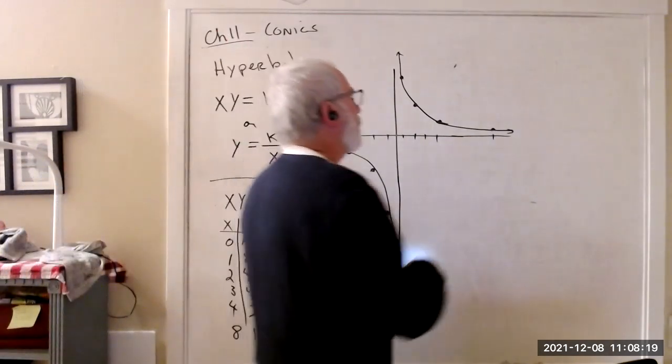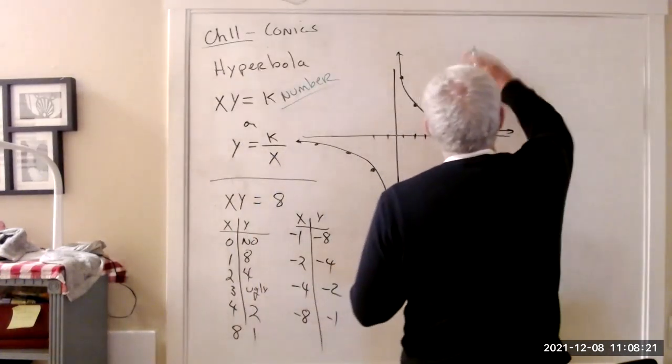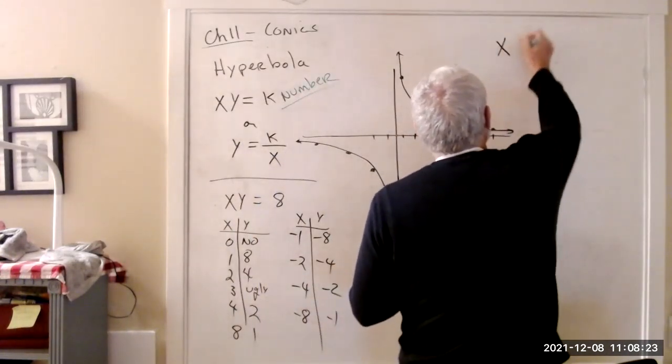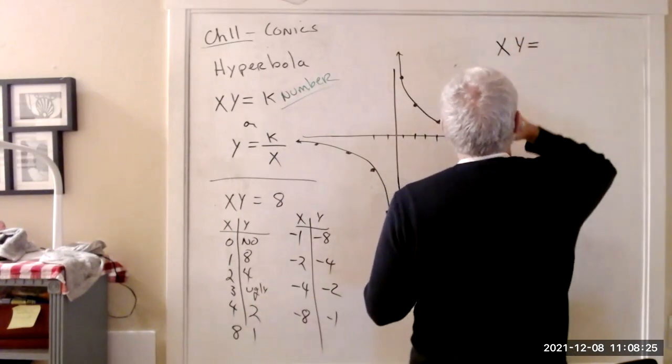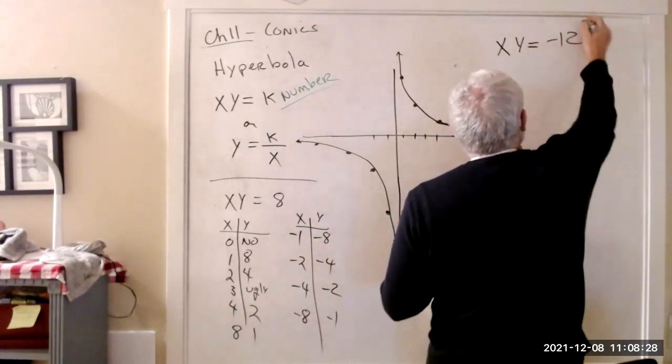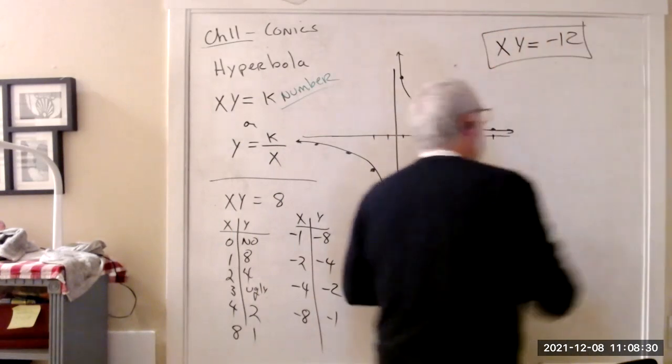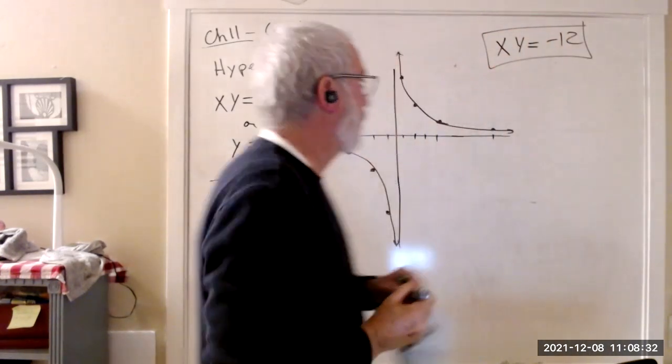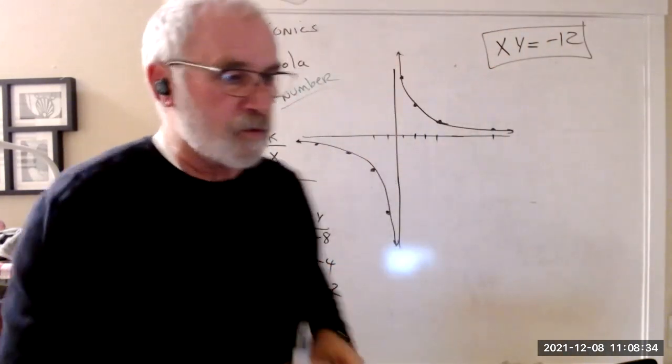All right. What I want you guys to try is this one. I want you to graph x times y equals -12. I'm going to erase this board in a minute, but I want you to graph x times y equals -12.